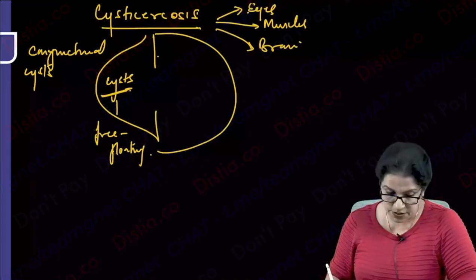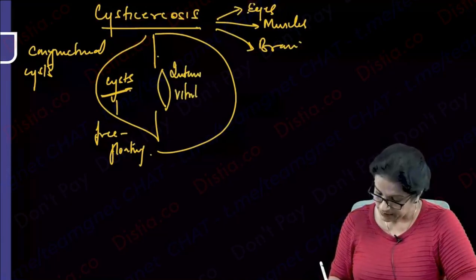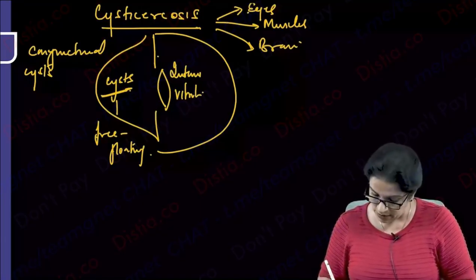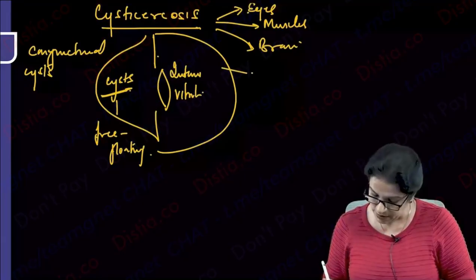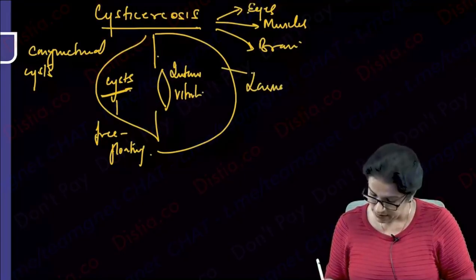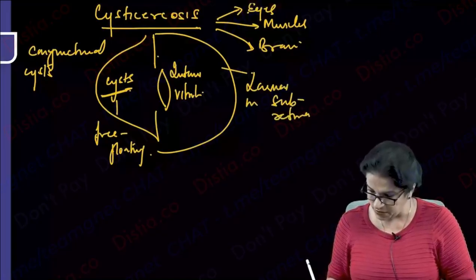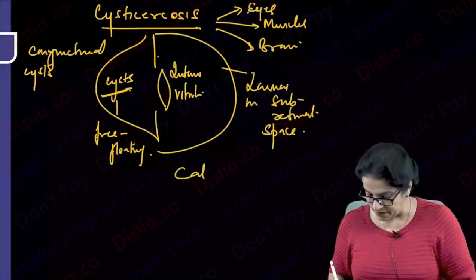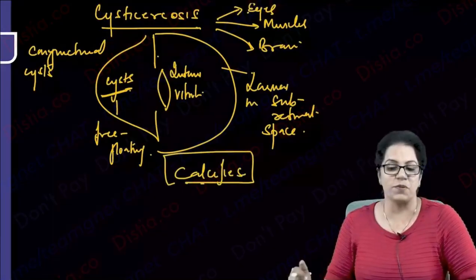Then it causes vitritis, which is very, very intense. And of course, we can see these cysts and larva also in the subretinal space. So just peep into the diagram and you will know what we are talking about. Just remember, it calcifies and can be a cause of intraocular calcification. This is an important point.